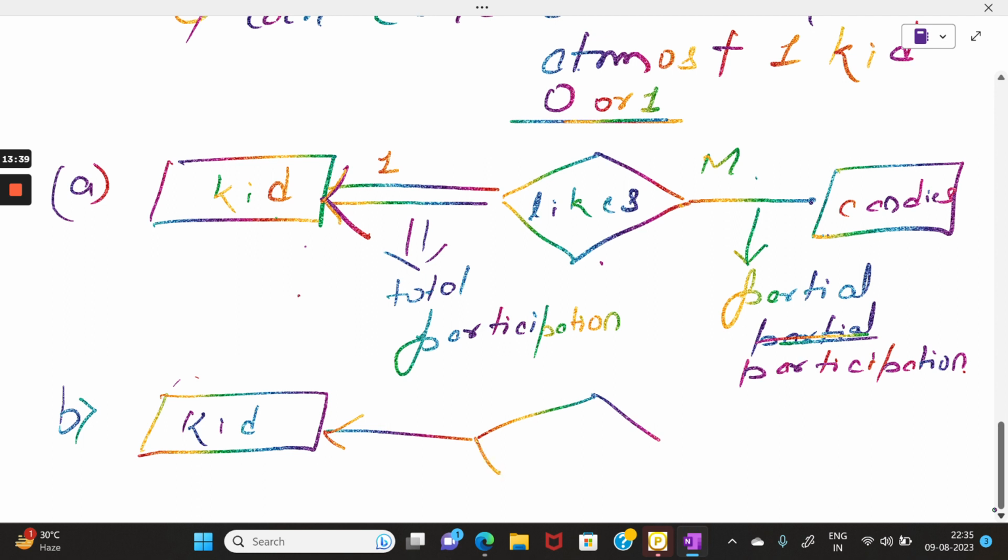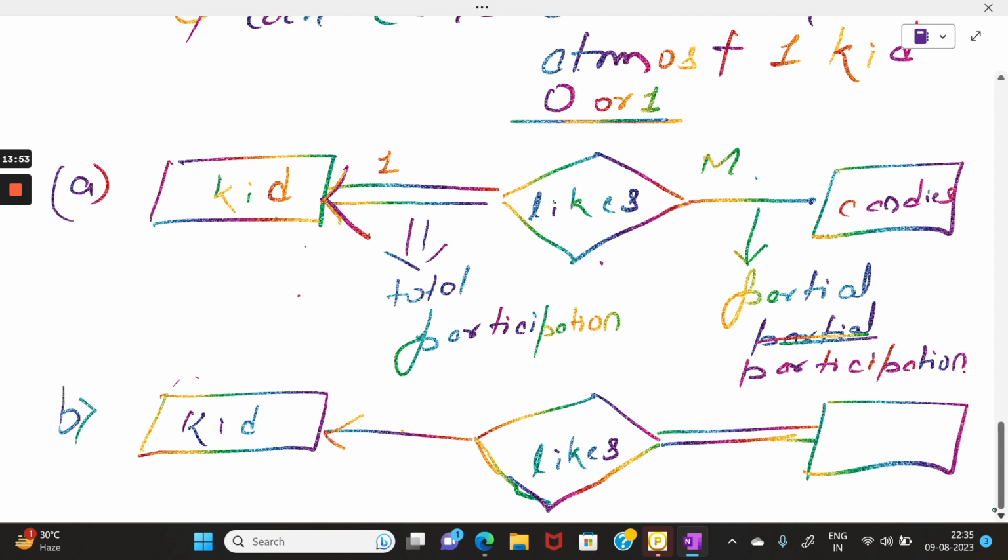We will be explaining this example entirely, but first let me write the options. What are the options? This is single partial participation. This is total participation, and this is the candy entity set. This is also 1 to M, but here it is total participation.